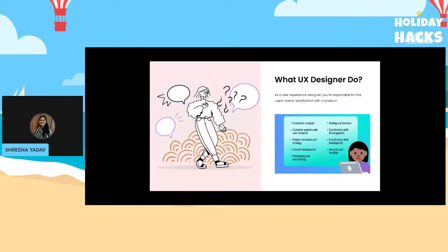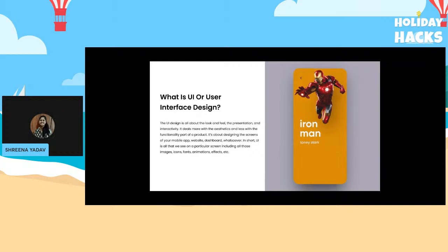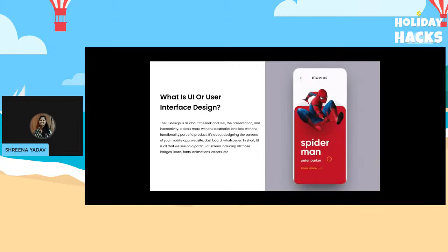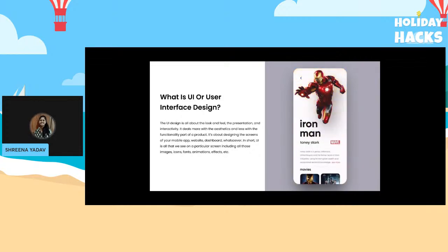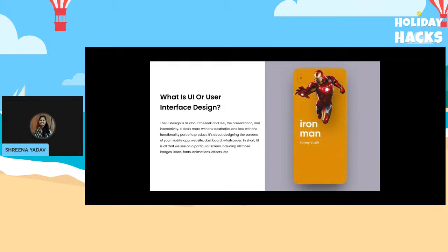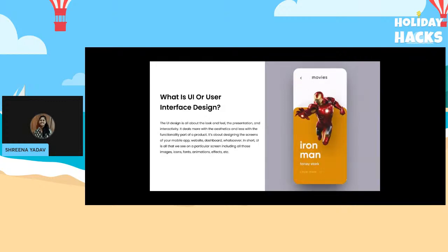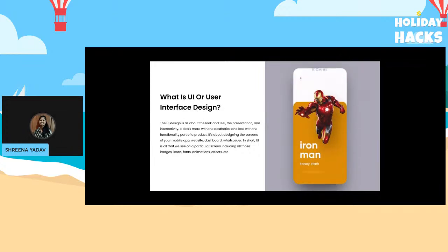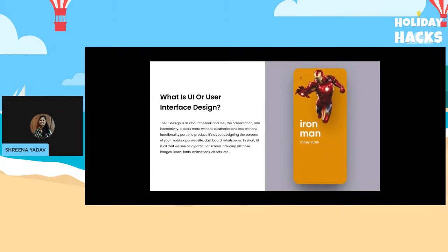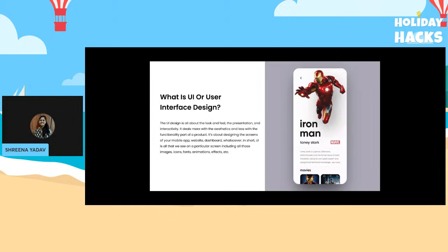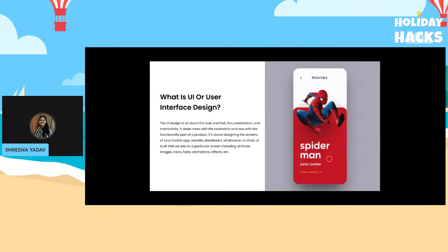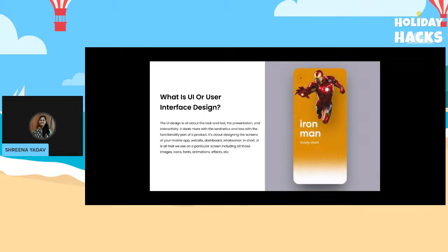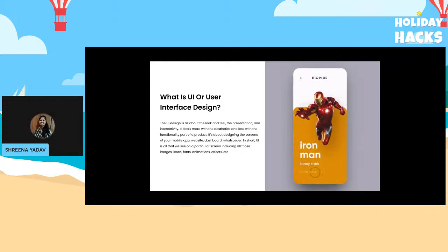So let's jump into what UI design is. Okay, so what UI is, or user interface design. So UI design is all about the look and feel of the presentation and interactivity. It deals more about the aesthetics, less about the functionality part of the product, but more about the aesthetics. Okay, so it's about designing the screen of your mobile or maybe app or website dashboard and all sort of things. Okay, in short, UI is all that we see on a particular screen, including all the icons, images, fonts, colors, animations, effects, all those things.